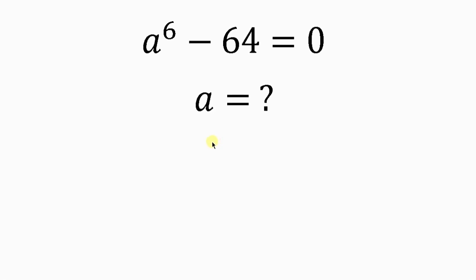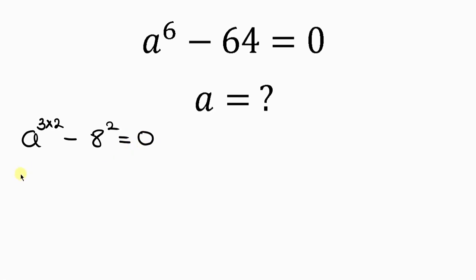We have a math question which says find all the values of a for which a to the 6 minus 64 is equal to 0. Well, our first step will be for us to split 6. So this expression can be written as a to the 6 is same as 3 times 2, minus 64. 64 is a perfect square, which means it can be written as 8 squared. And this is equal to 0.